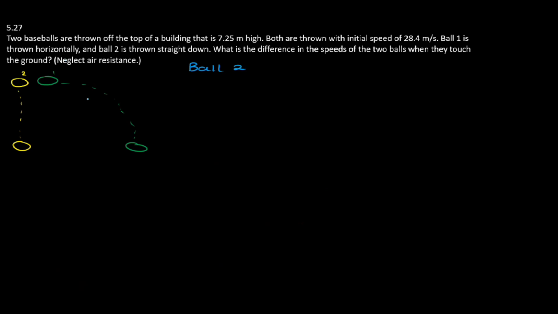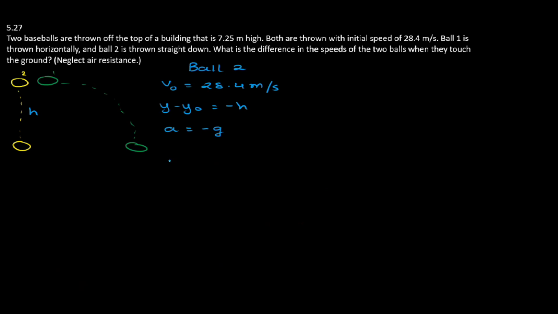Now let the vertical distance covered by both balls be given as h. Initial velocity of ball 2 we will write as v0, which is 28.4 meters per second. The distance that it covers, delta y or y minus y naught, will be negative h, negative because it is falling down. And the acceleration with which ball 2 is falling is acceleration due to gravity, which is negative g, negative 9.81. So let's put this in an equation.